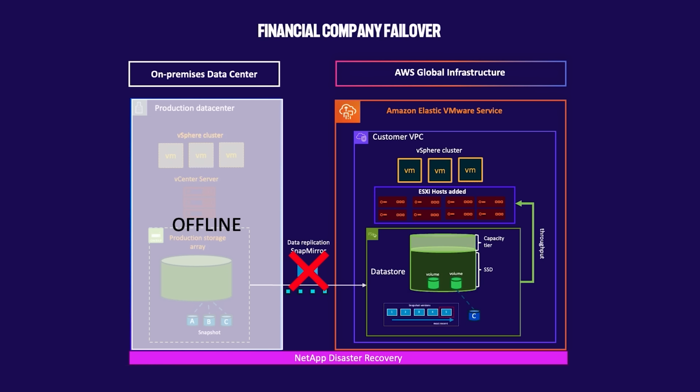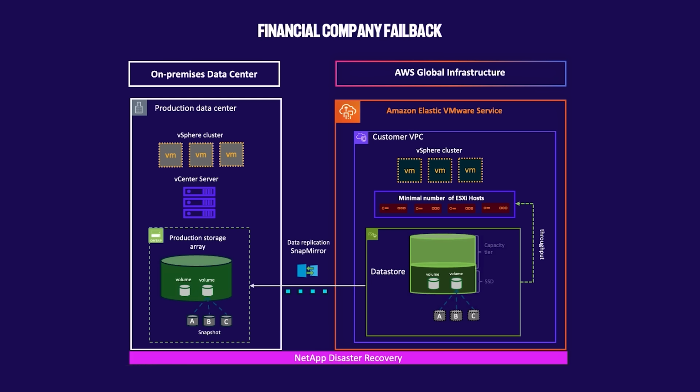When your primary site is restored, SnapMirror reverses replication, syncing only changed blocks back on premises. At the DR site, VMs turn off, volumes are unmounted. Your EVS cluster and FSx for ONTAP revert to pilot-light mode. The primary site is restored, VMs power on, and volumes are mounted.